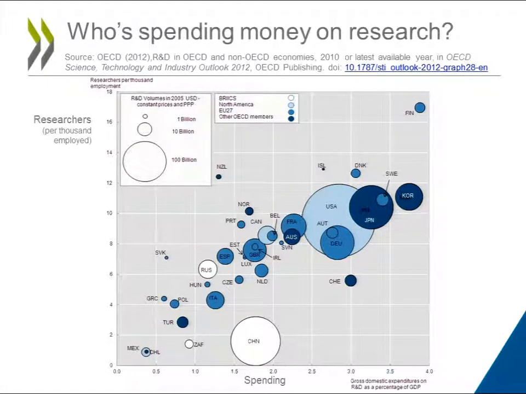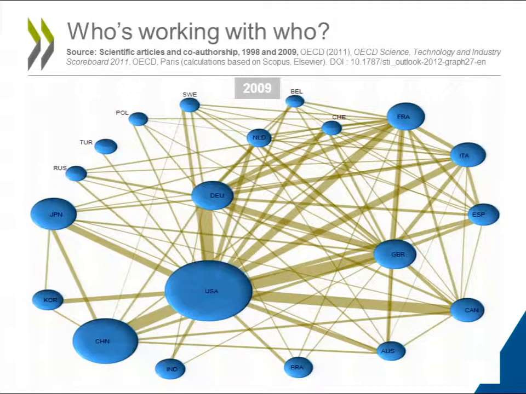This is quite old data. Some of it's from 2005. I'm sure that if we had later data, that Chinese bubble would be higher up the chart. But you can see there that these are the big research centers. It's probably no surprise to any of you, but it is interesting. Finland, top right-hand corner there, spending a lot on research for the size of their economy.